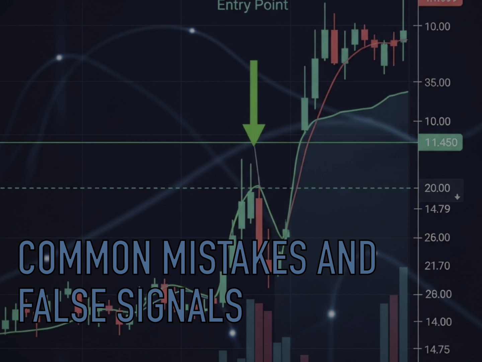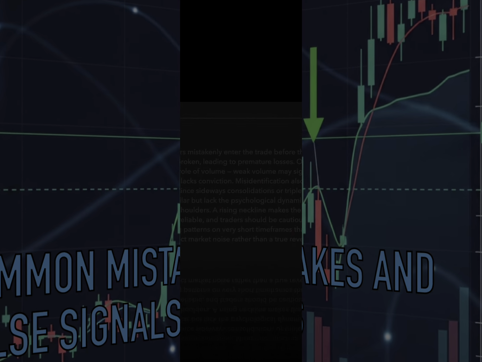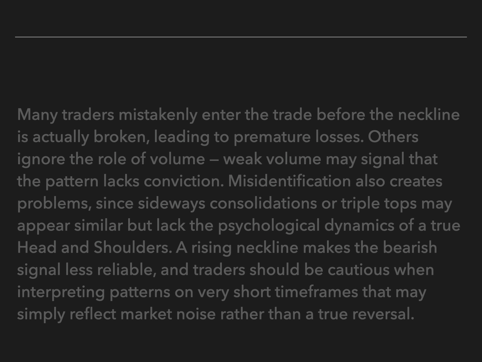Common mistakes and false signals. Many traders mistakenly enter the trade before the neckline is actually broken, leading to premature losses. Others ignore the role of the volume, and weak volume may signal the pattern lacks conviction.